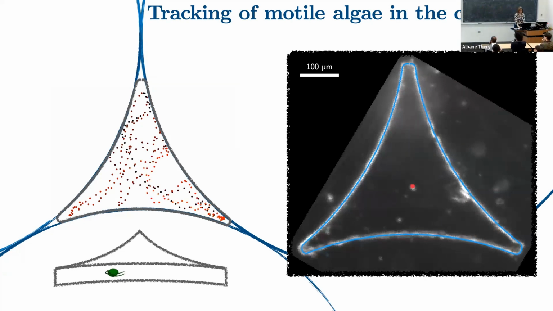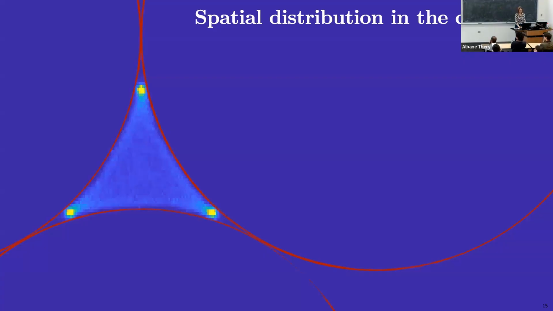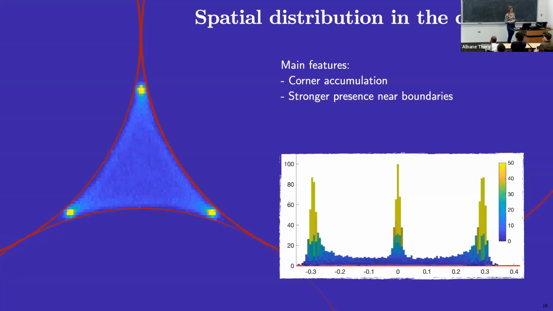And so we started modeling this. So the first thing is, if you look at the spatial probability distribution function, they do spend about a third of their time in the corner, and they also spend more time at the boundary. And so these are the features that we were trying to reproduce.